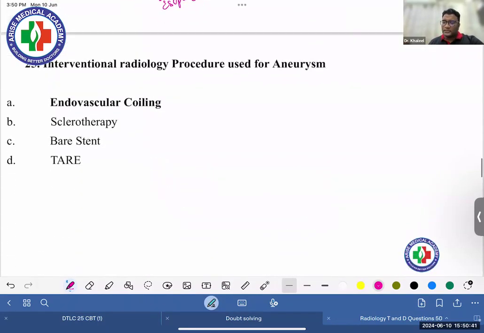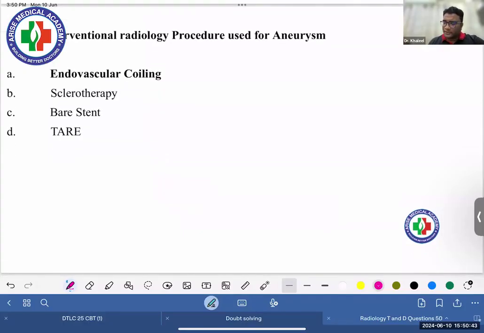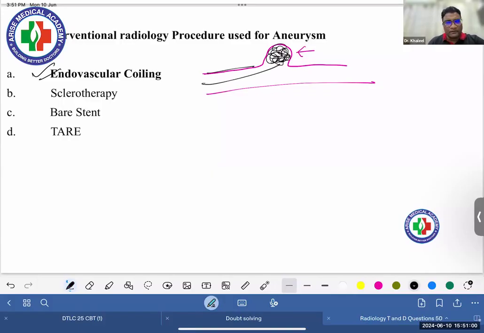Next, what is the interventional radiology procedure for aneurysm? For aneurysm, we do endovascular coiling. Whenever we have a vascular aneurysm like this, you have a risk of rupture. So what we do is we go with a catheter and put platinum coils here. We do endovascular coiling so that the risk of rupture is less, and the aneurysm gets thrombosed because of all these coils kept inside. There is thrombosis and non-functioning of this aneurysm.